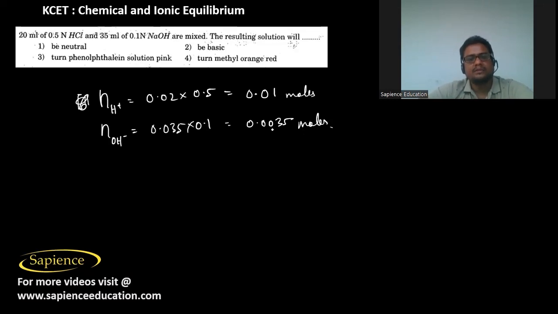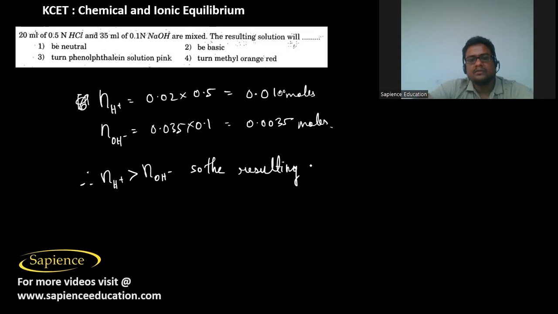So it means that 0.0100 I can write. Therefore, the number of moles of H plus ion is more than the number of moles of hydroxide ion. So the resulting solution is acidic in nature, since more H plus ion is there than hydroxide ion.